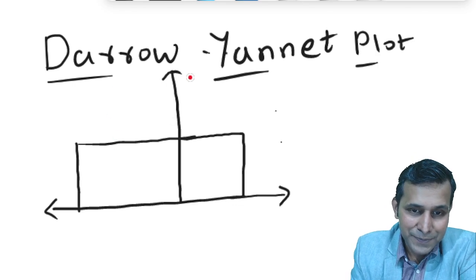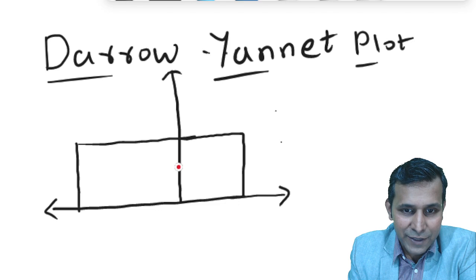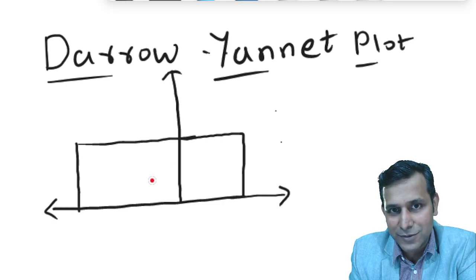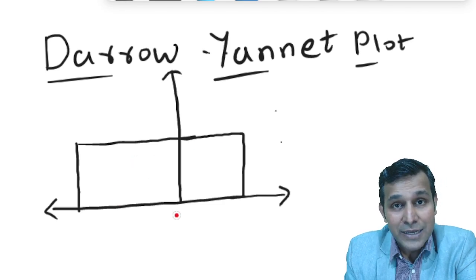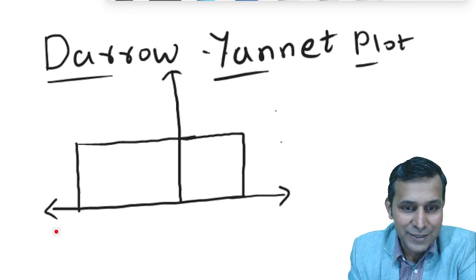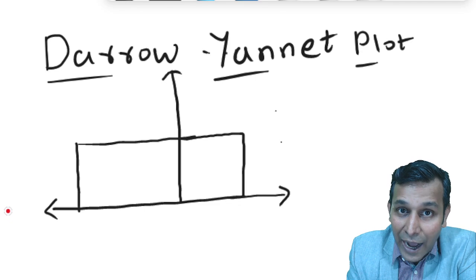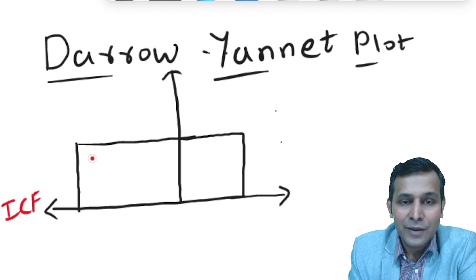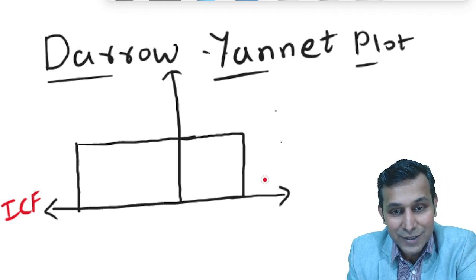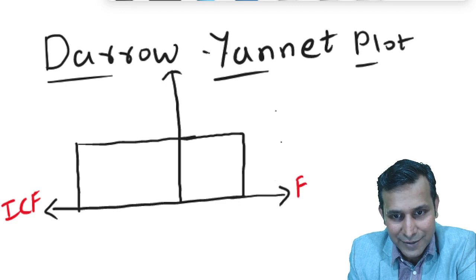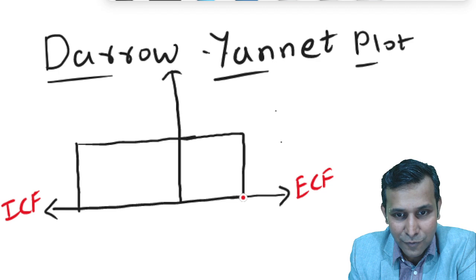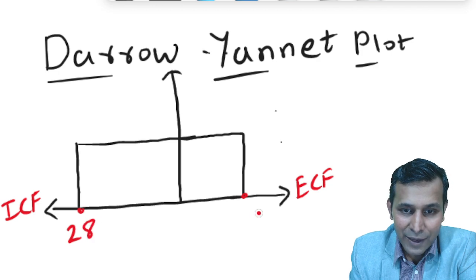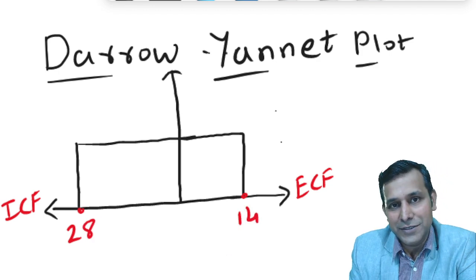Look at the diagram here. On one side of the diagram, there is a larger compartment or a box, and on the other side a smaller compartment or a box. The size of the box represents the volume. So on the x-axis, this is the ICF compartment, that is intracellular fluid. On the right side, we have the ECF compartment. So the x-axis represents ICF and ECF volume. ICF volume normally is 28 liters and ECF volume is 14 liters.